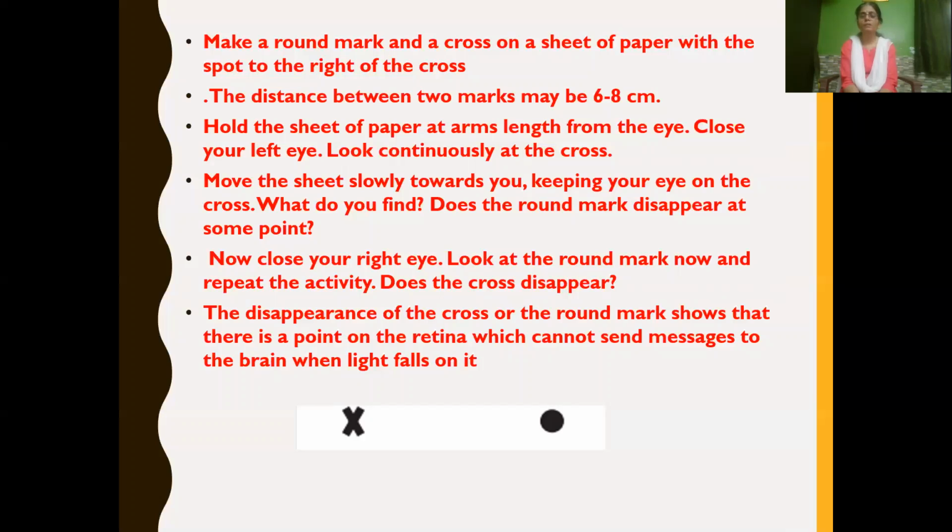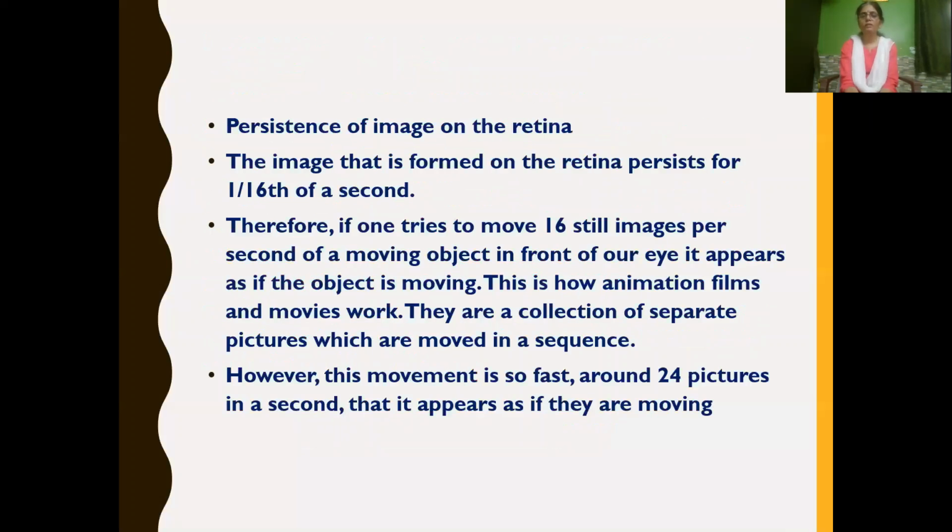Now what happens? The cross marks disappear. So by doing this, the disappearance of the cross and round mark shows that there is a point on the retina which cannot send the message to the brain when light falls on it. This point, we call the blind spot. Got it, children? Now let's move to our next topic, that is persistence of image on the retina.